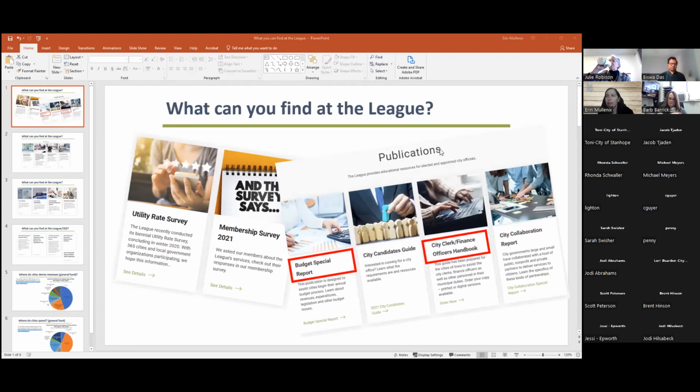There are a number of publications available. I like the budget special report for those of you attending the budget workshops that the League hosts starting next week, in several locations around the state. The city clerk and finance officer's handbook is another really popular one. There are so many out there to take a quick look at. Results from surveys include the utility rate survey and our League membership survey. A new one will be posted soon. It's our stability survey, which has been a really exciting topic to explore this year as well.